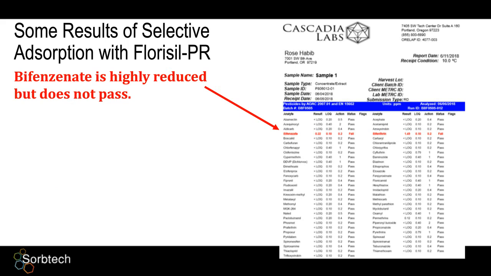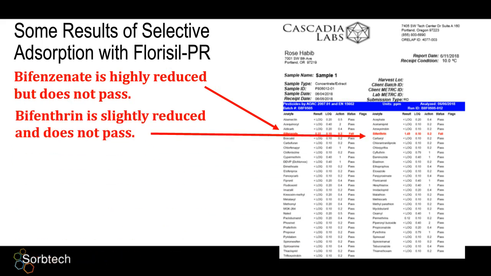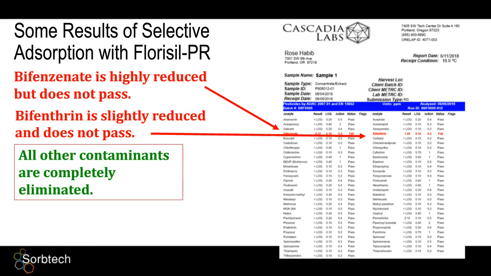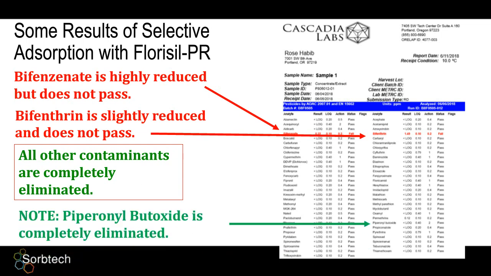Now, for that particular run, using only Florisil PR, the bifenazate was highly reduced. It went from about 30 or 40 ppm down to about 2, or no, it was less than that. It still failed, but it was still highly reduced. And the bifenthrin was only slightly reduced and still didn't pass. And all the other contaminants were completely eliminated. And it's very important to note that piperonyl butoxide was completely eliminated. Florisil PR is the only adsorbent that will eliminate piperonyl butoxide. We'll go into that in a minute.